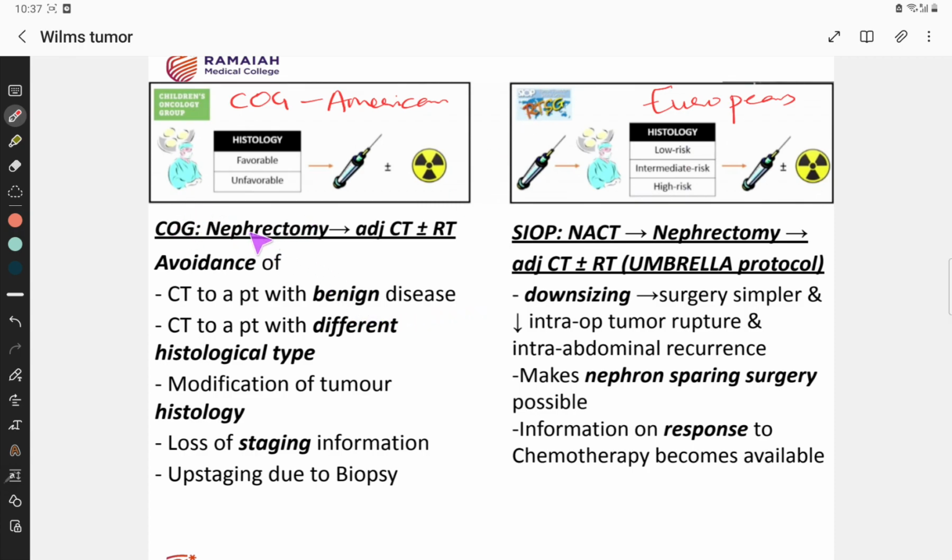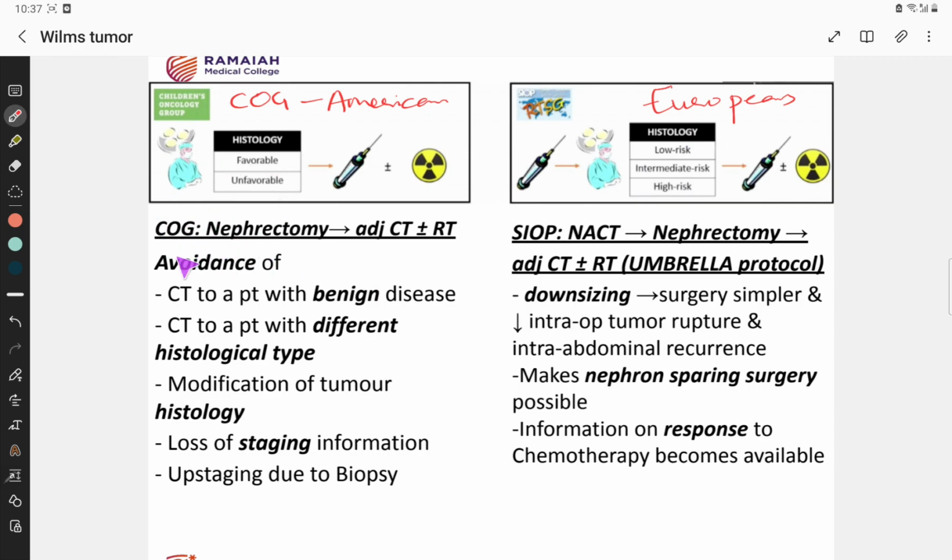So the basic difference over here is COG goes with surgery first, followed by adjuvant radiation and chemo based on the histology. Here the histology risk is basically favorable and unfavorable. According to SIOP, they first go with NACT, that is the chemo, and then followed by surgery, that is nephrectomy, and the HPE will tell us whether it is low risk, intermediate, or high risk. So that's the difference. Here it is based on favorable and unfavorable; here it is low, intermediate, high risk, followed by adjuvant CT and RT. SIOP is called the umbrella protocol.